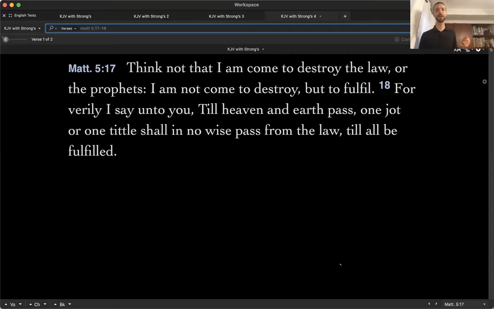Matthew, starting with this statement. You've got to understand and appreciate this statement. Matthew 5:17, "Think not that I am come to destroy the law or the prophets. I am not come to destroy, but to fulfill. Verily I say to you, till heaven and earth pass, one jot or one tittle, one little tiny stroke, almost like a punctuation mark, a tiny little detail, shall in no wise pass from the law till all be fulfilled."